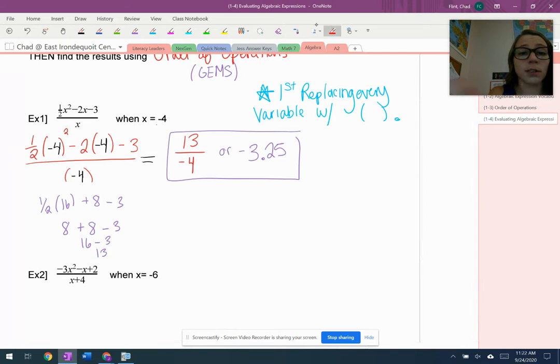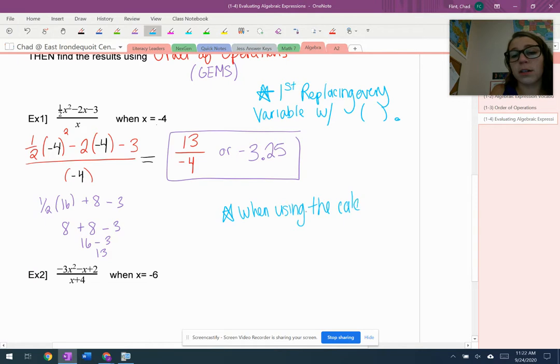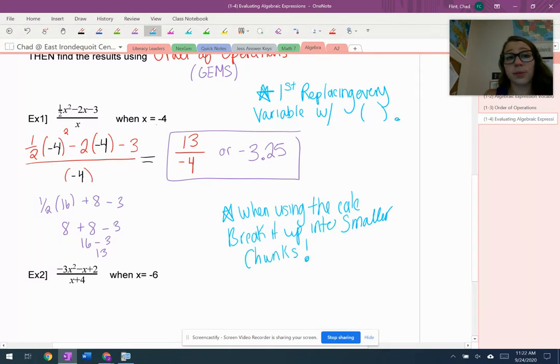So let's make a little thingamajig about that. When using the calc, you just got to break it up into smaller chunks. The calculator is your friend and you want to use it.